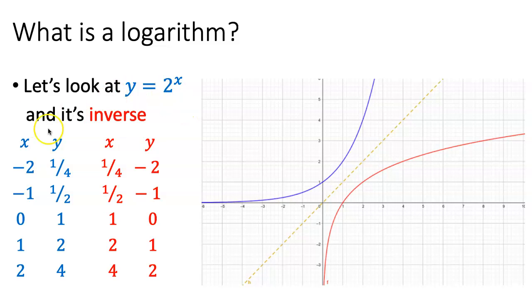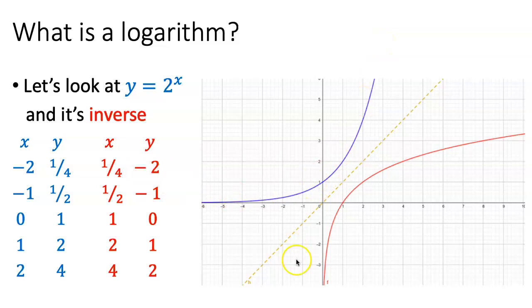The blue graph matches this chart. When x is negative 2, y is about 1/4. When x is negative 1, it's exactly 1/2. You can look at the graph. When x is 0, y is 1. When x is 1, y is 2. When x is 2, y is 4. And you get this exponential growth. When x is 3, y is going to be 8. It's going to keep skyrocketing.